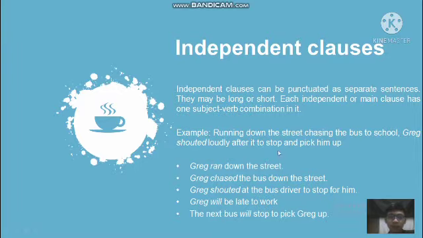None of these forms can be the main verb in the sentence. So our main verb here is "shouted" in "Greg shouted." As you can see, there is an agreement between the subject and the verb.